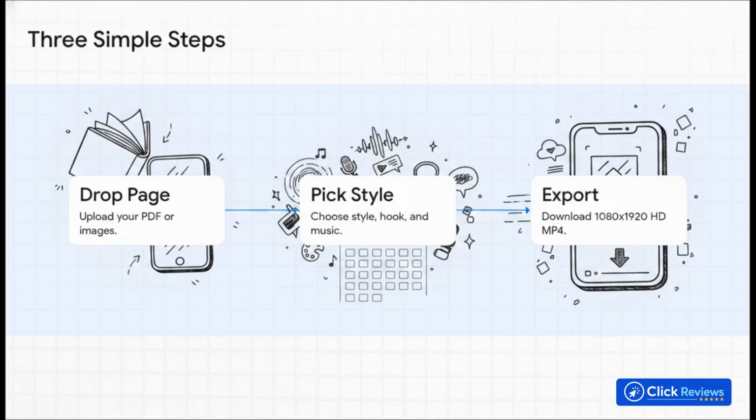The actual process is broken down into 3 super simple steps. Step 1, you just drop your whole PDF into the app and it automatically splits the pages for you. Step 2, you select your coloring style, pick from over 50 viral top text hooks, and choose your copyright-free music and ASMR sound effects. And step 3, you export a clean, high-definition vertical MP4 video.